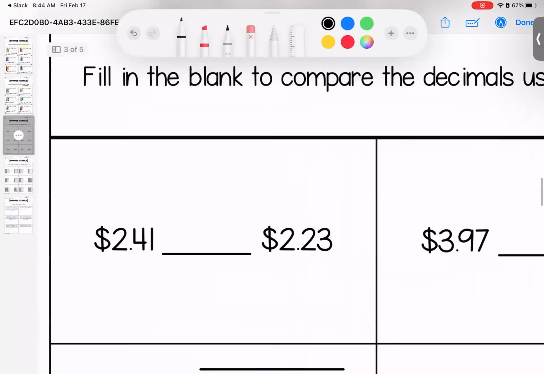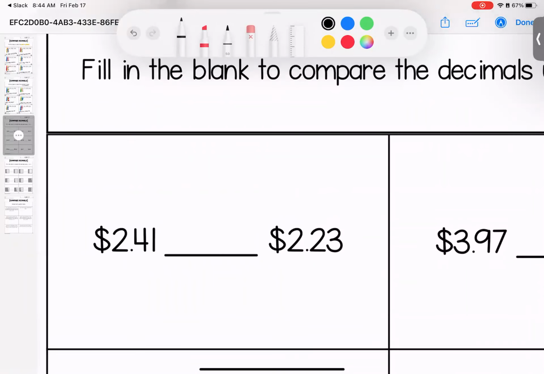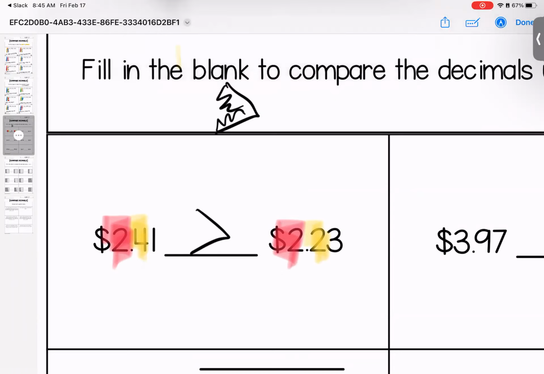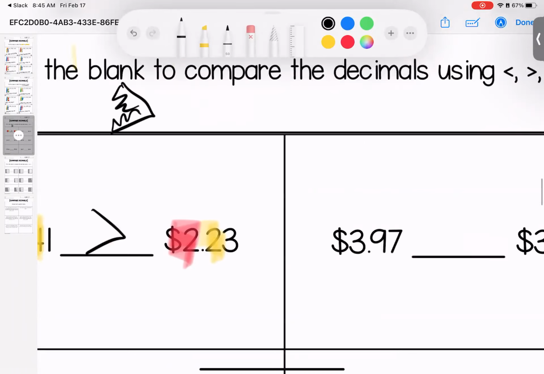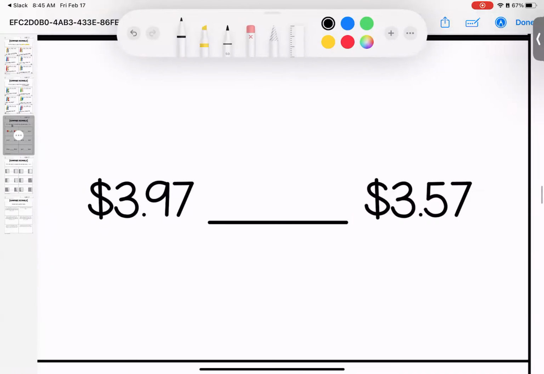This time we are filling in our comparison symbol, our greater than, less than, or equal to. Remember that the open mouth should always be facing the larger number. We're still going to look, though, one place at a time. So we have a 2 and a 2. They're the same. We need to go further. I have a 4 and a 2. 4 is greater than 2, which means $2.41 is greater than $2.23.